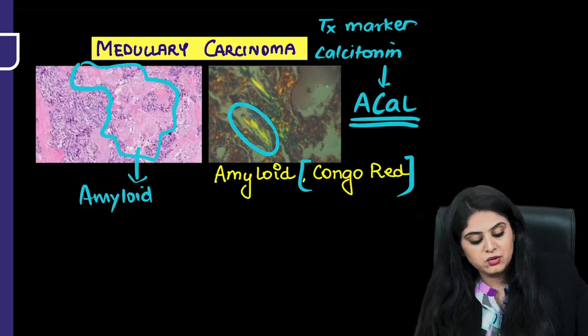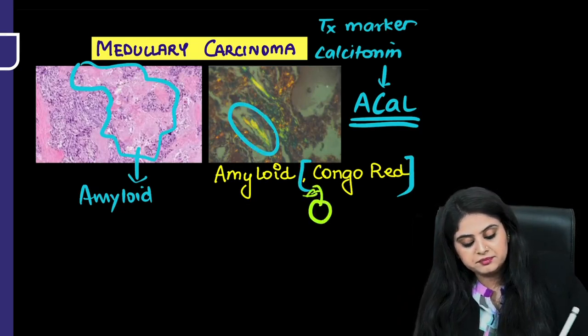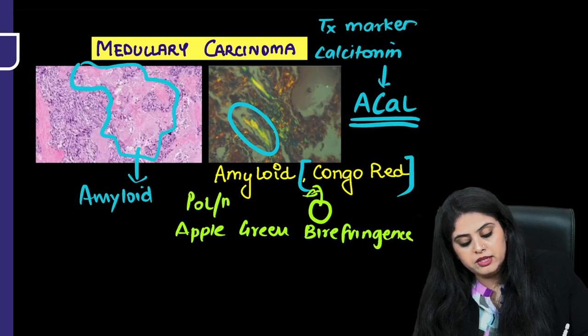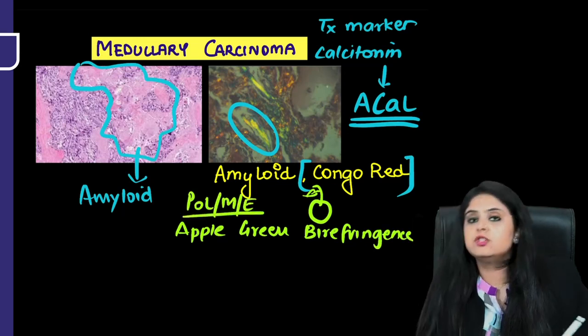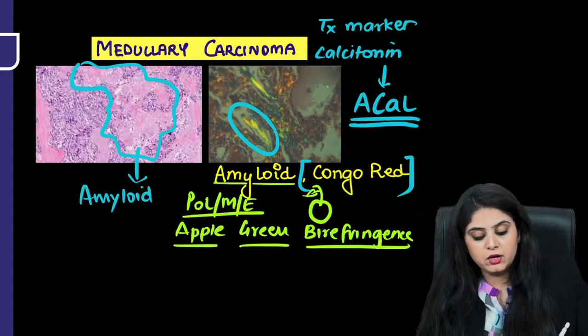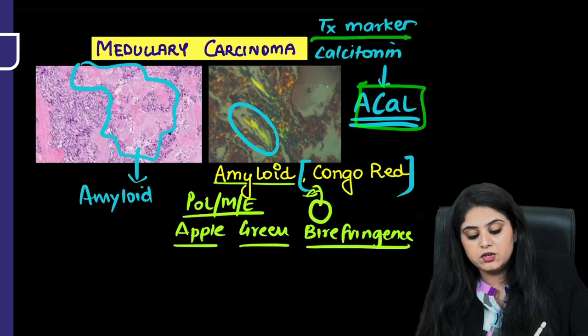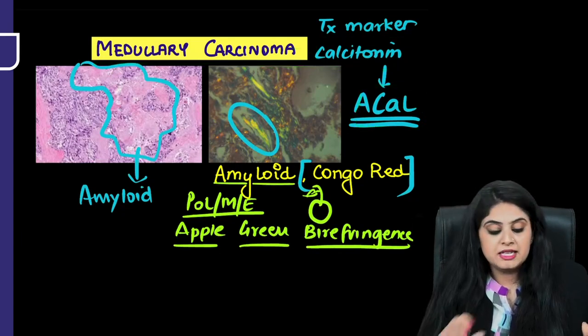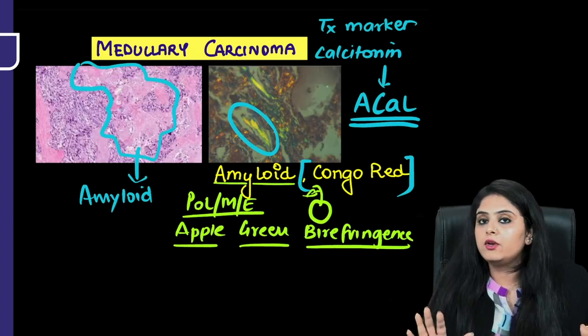What do you see on Congo red? We see the very famous apple green birefringence. And apple green birefringence is seen on which microscopy? It is seen on polarizing microscopy, right? So polarizing microscopic examination shows you apple green birefringence. Thus I know it is amyloid. Which kind of amyloid? Calcitonin, because medullary carcinoma produces calcitonin. That marks the end of all of your thyroid images.